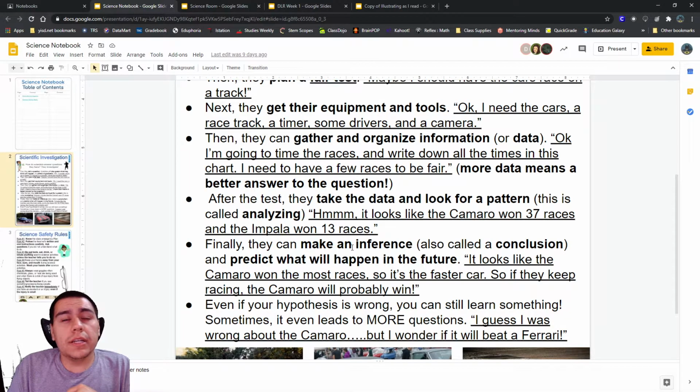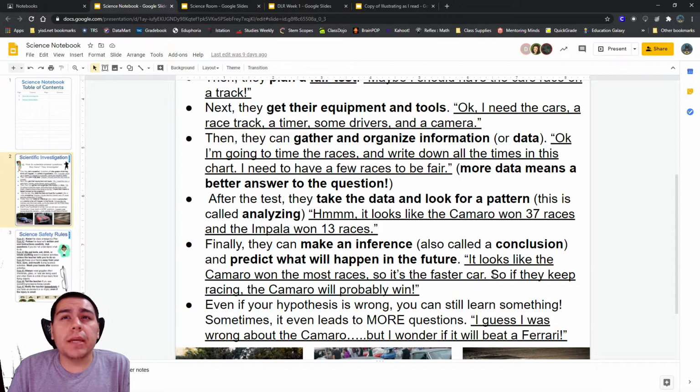So after they look and if they can find a pattern, then they can make an inference. So in a scientific investigation, that's called a conclusion. So that's like their answer. And once they have their answer, they can make a prediction. They can kind of figure out what's going to happen in the future. So just like you guys did, they came to the conclusion, it looks like the Camaro won the most races, so it's the faster car. So that's their conclusion. The Camaro is faster.